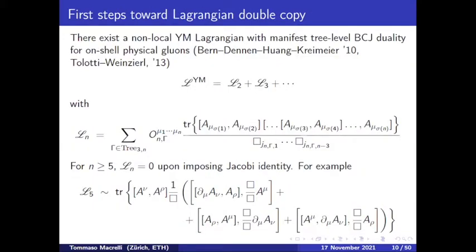The first step in this direction is an existing equivalent action for Yang-Mills theory that was first computed in one of the original papers by Bern and collaborators, and then was algorithmically constructed completely by Tolotti and Weinzierl three years later. This equivalent Yang-Mills action manifests tree-level color-kinematic duality for on-shell physical gluons.